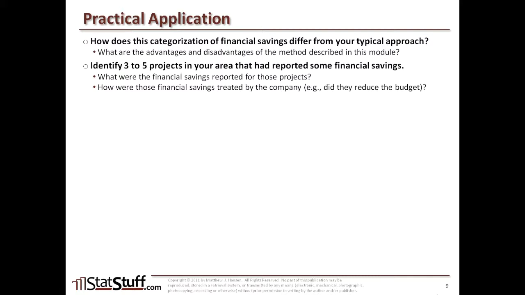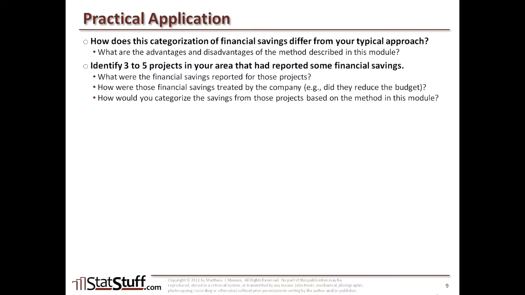In other words, did the organization use the reported financial savings to actually reduce the budget or make actual changes in how they operate based on the expected financial savings outcome from that project? And also, how would you categorize the savings from those projects based on the method we described in this lesson? In other words, would you describe it as a category 1, 2, 3, or 4 type of savings? Again, back to direct tangible or indirect tangible. How would you categorize those types of savings for those projects?